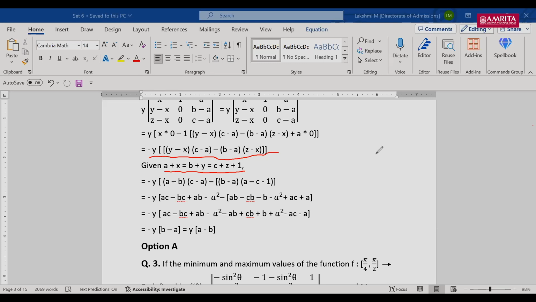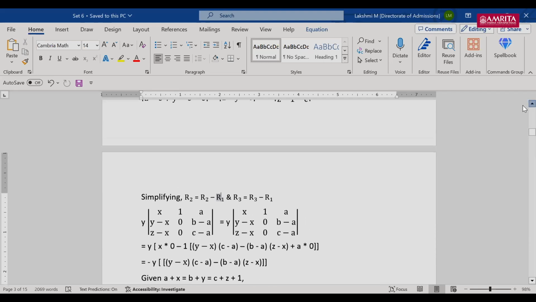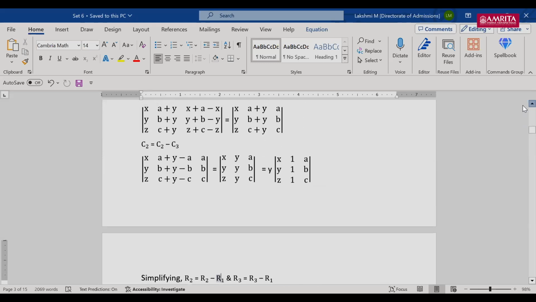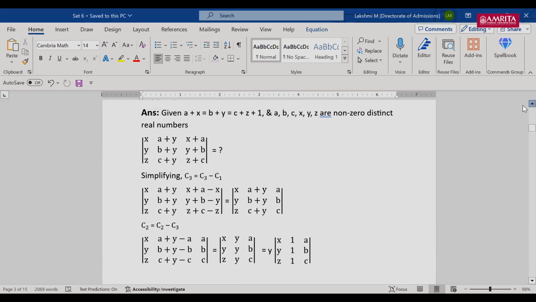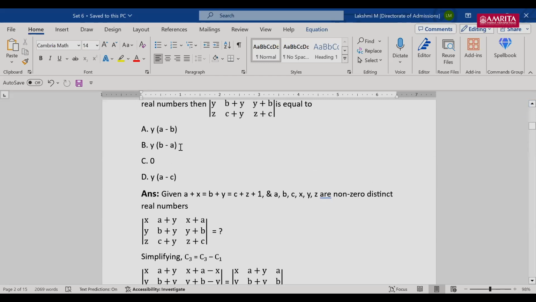Okay, I'll just show the options again. Just hold on for a moment. Is this question clear? Do you want me to repeat it again? I hope it's clear. You need to understand how to simplify it so that you'll be able to get the answer. The options are y into a minus b, y into b minus a, 0, y into a minus c. Okay, completely fine. Can we move to the next question?